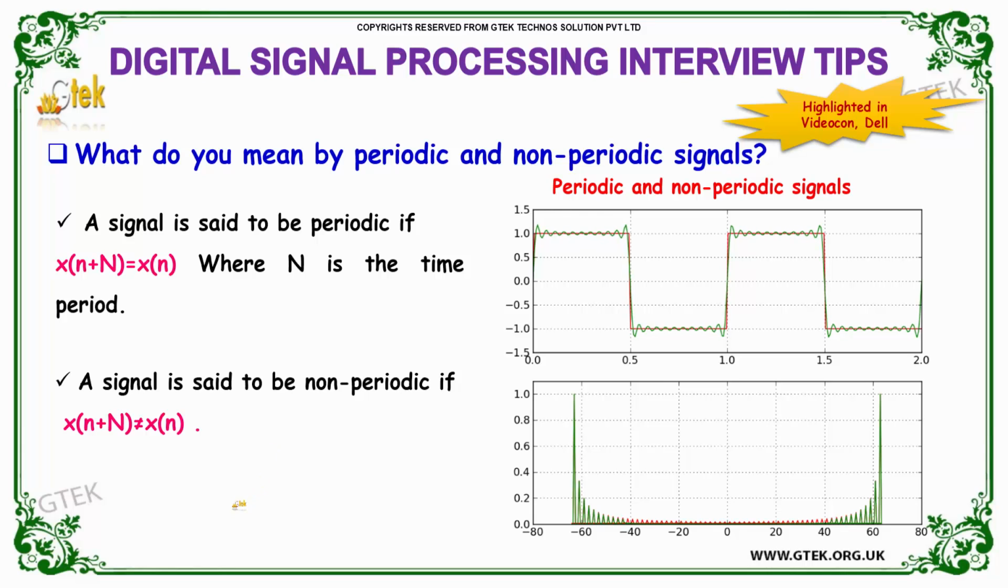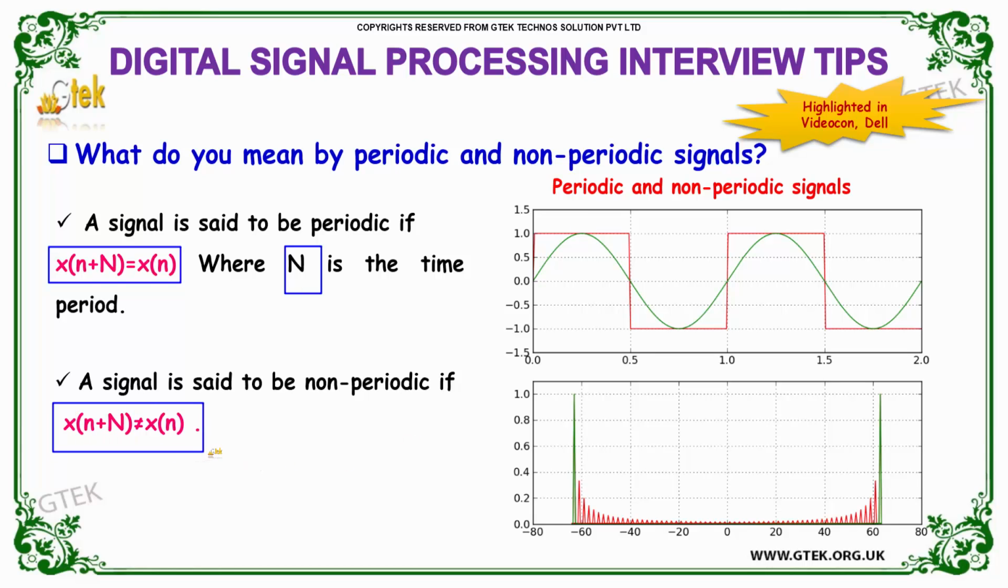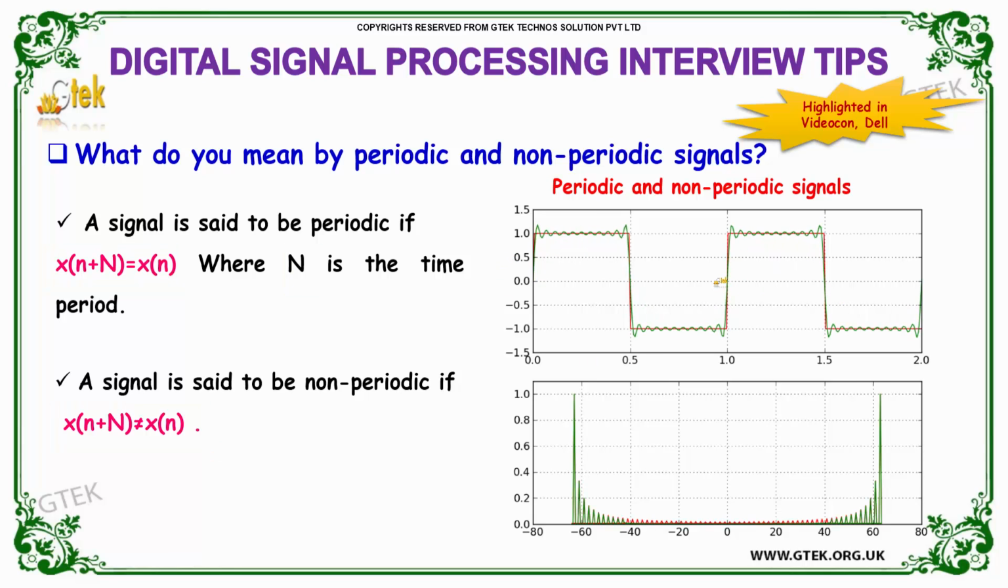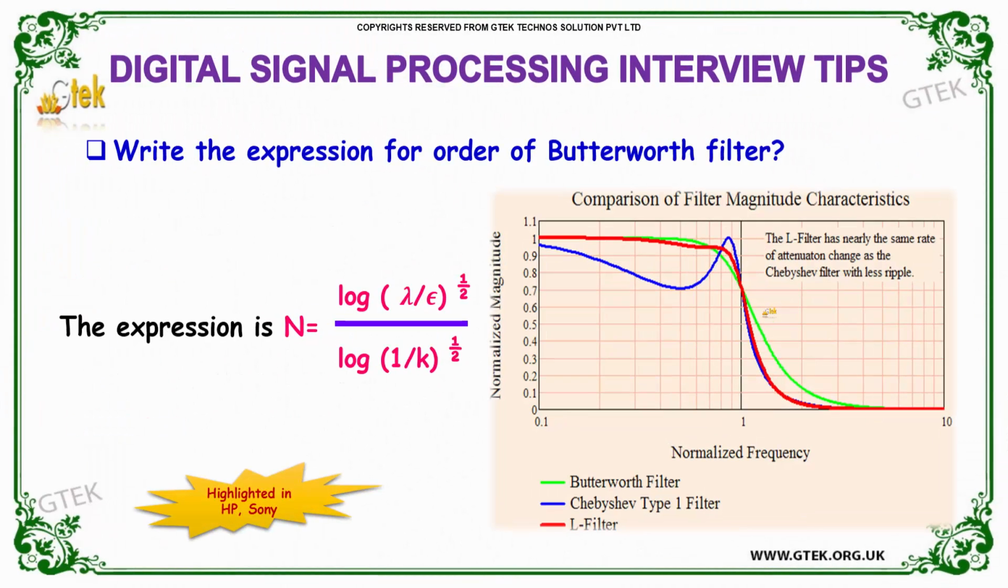Here we have the next question. What do you mean by periodic and non-periodic signals? The answer is, a signal is said to be periodic if x[n+N] = x[n]. Over here, N is nothing but the time period. A signal is said to be non-periodic if x[n+N] is not equal to x[n]. Over here you can see the depiction of periodic and non-periodic signals.